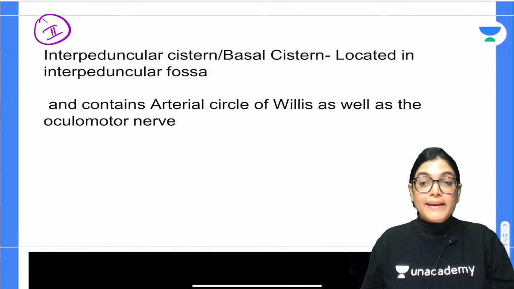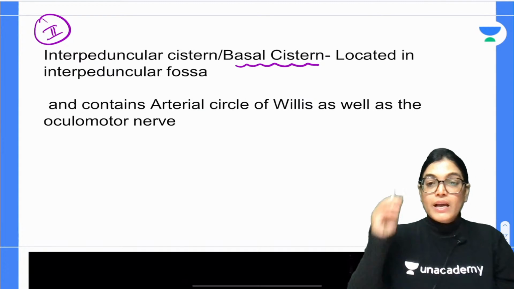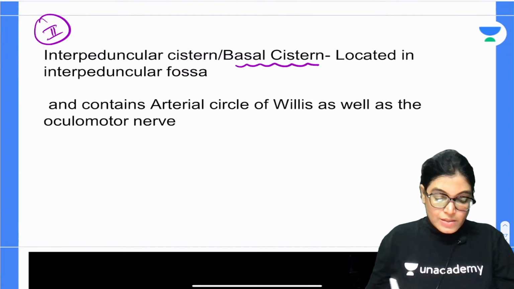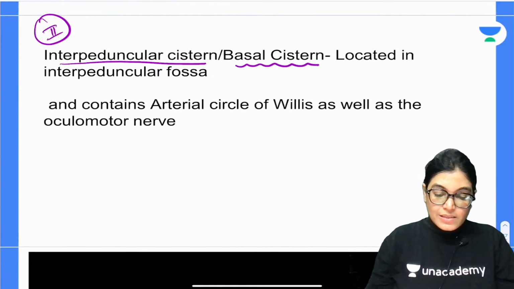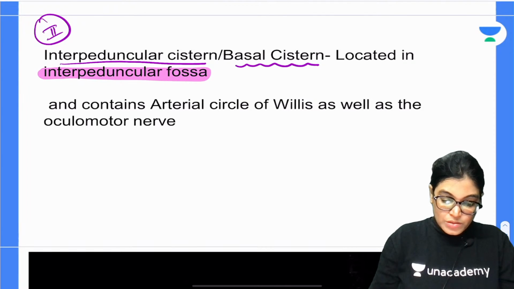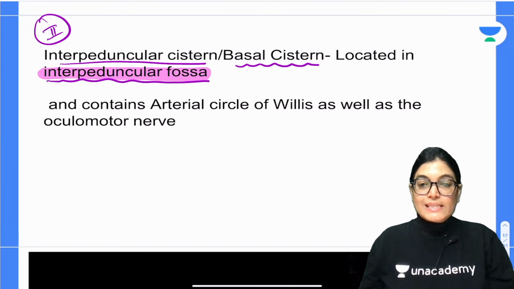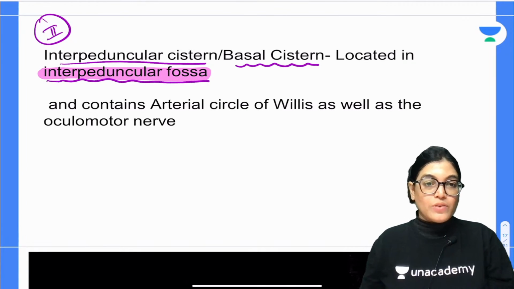The other name of the interpeduncular system is the basal system. Where is it located? The interpeduncular system, also called the basal system, is located in the interpeduncular fossa.